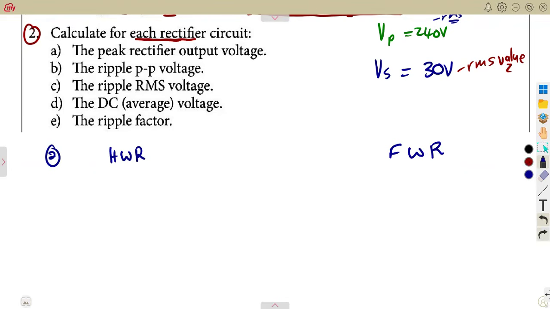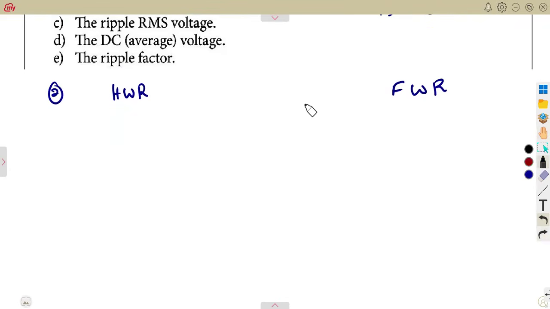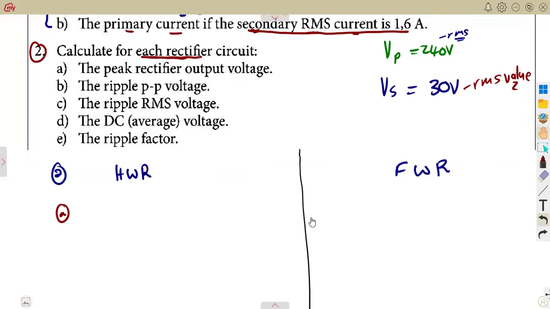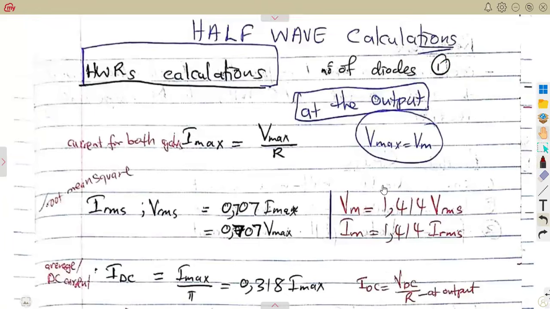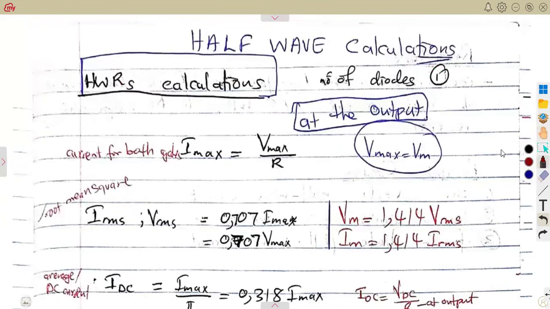All right, considering this, like I said, here we are not going to have anything new in terms of our calculations. Let's check the first part that we are given. This was to calculate, number 1, the peak rectifier output voltage. Let's consider a half wave. What is it that we have? Remember from our N4, if you still remember these formulas that we had on our half wave rectifier calculations.